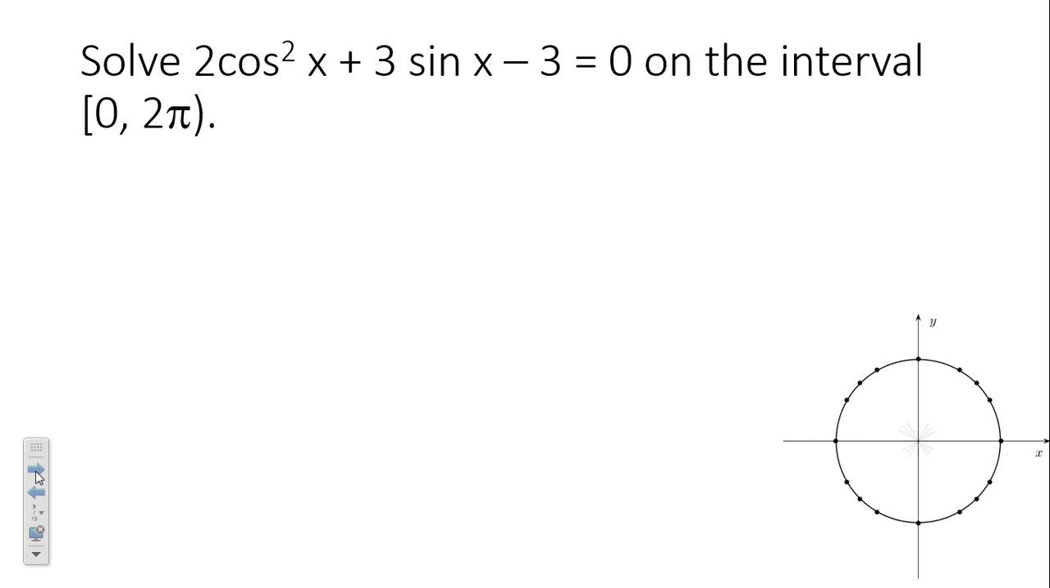Now we've got 2 cosine squared x plus sine of x minus 3. Okay, how does that factor? How do we get 2 cosine squared? Cosine of x and cosine of x, right? Factors of 3? 3 and 1, right? Or do we need to put the 3?